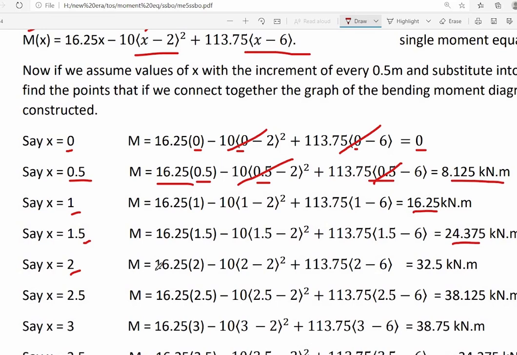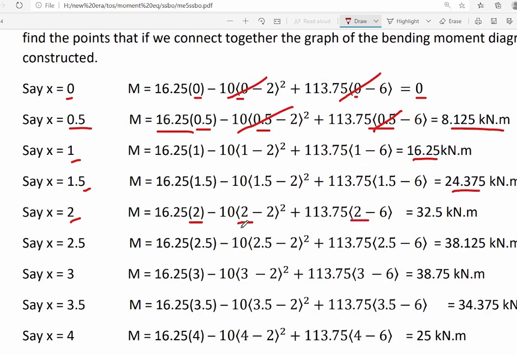At x equal to 2 meters, we have 2 meters on the first, second, and third term of the equation. As we can observe, 2 minus 2 is 0. On the third term of the equation, 2 minus 6 is still a negative number. Since that is negative, it will not exist. So 16.25 multiplied by 2 is equal to 32.5 kilonewton meter.